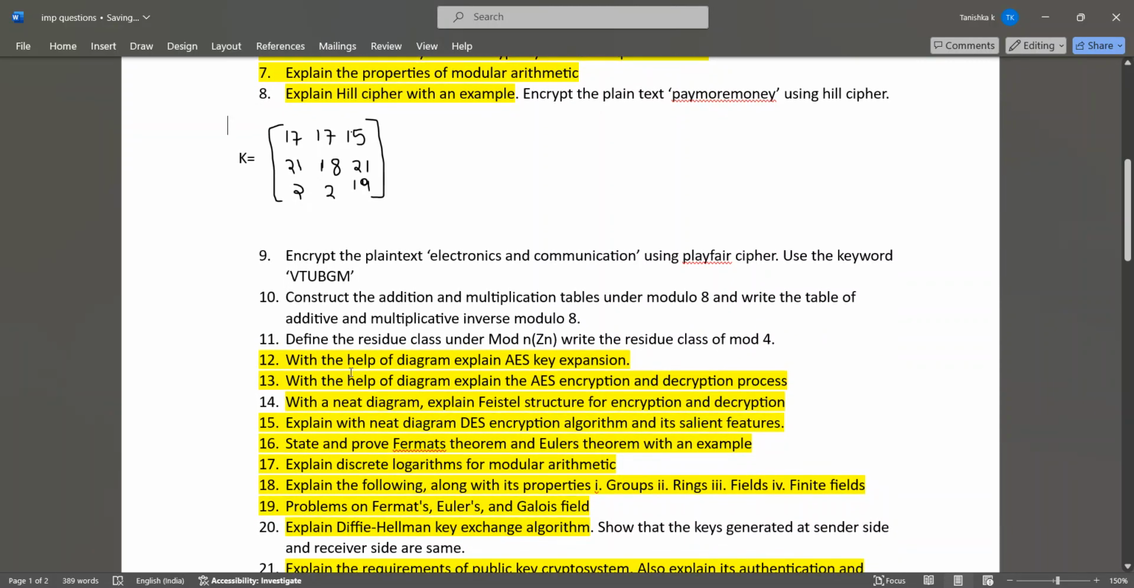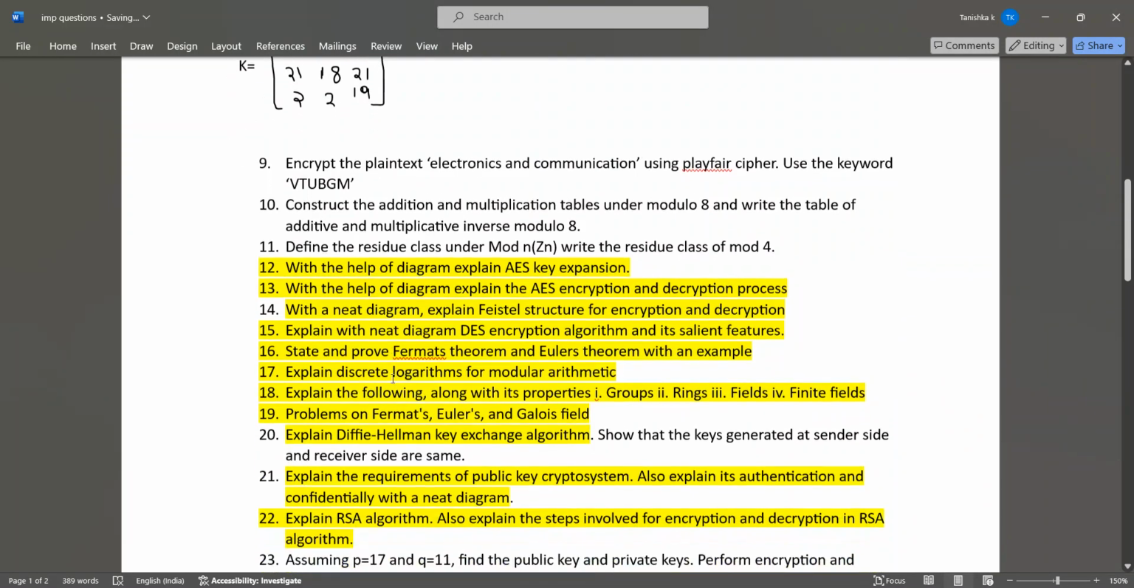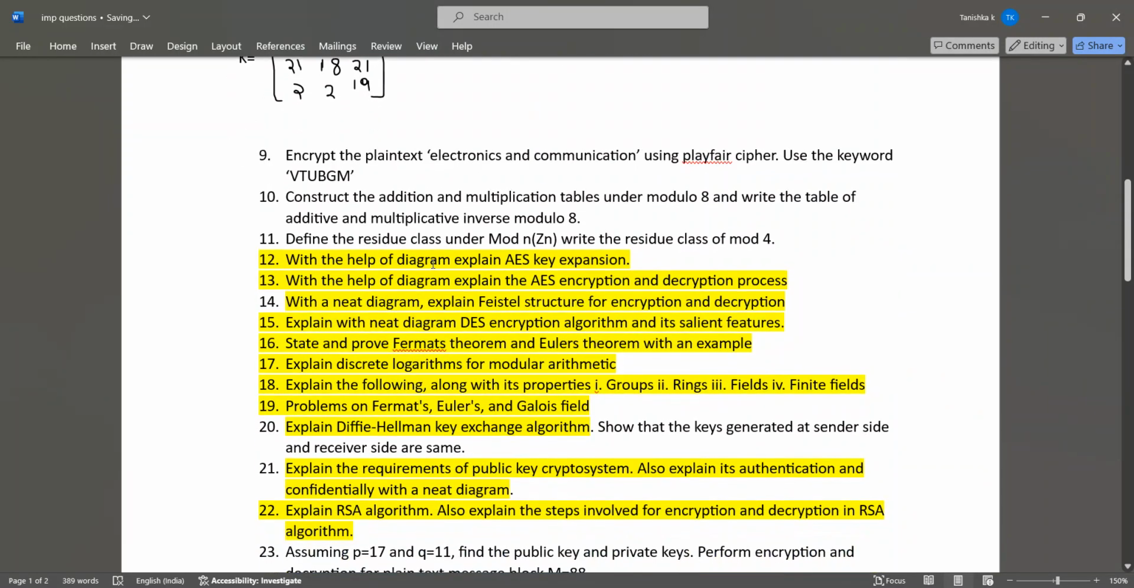See, all these questions are very important. Please study these questions with the help of a diagram. Explain AES key expansion, then the AES encryption and decryption process, then the Feistel structure for encryption and decryption, the DES encryption algorithm and its salient features, then Fermat's theorem and Euler's theorem, statement and proof.